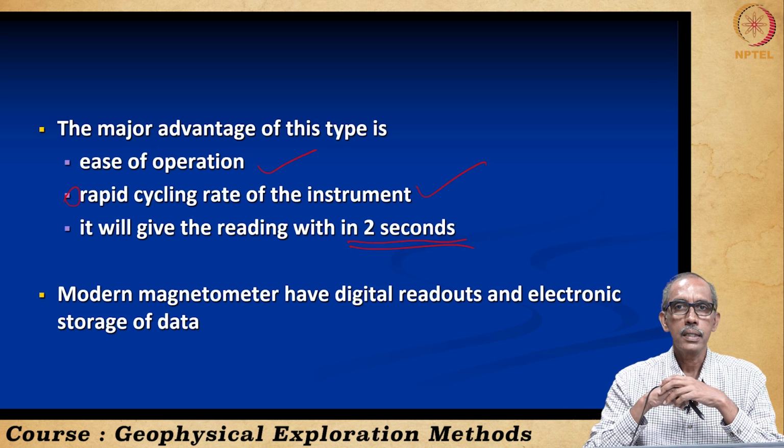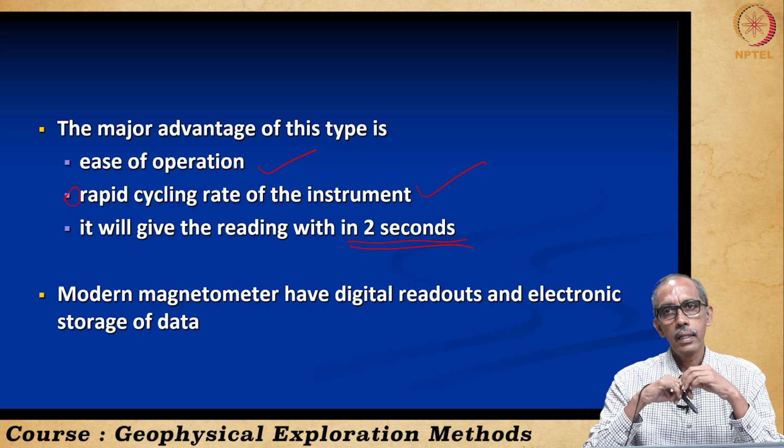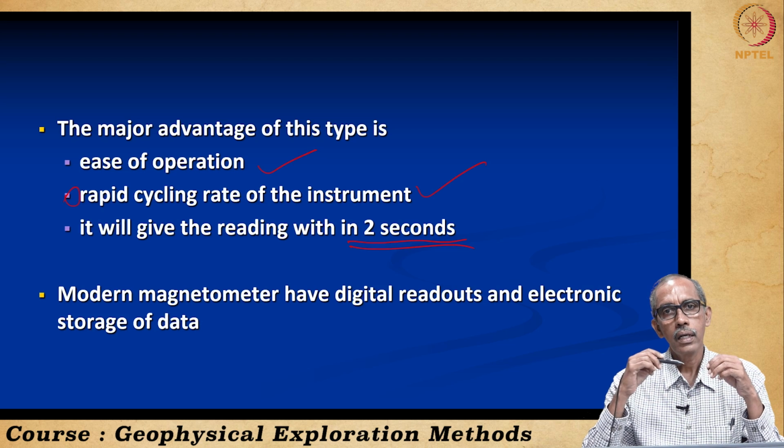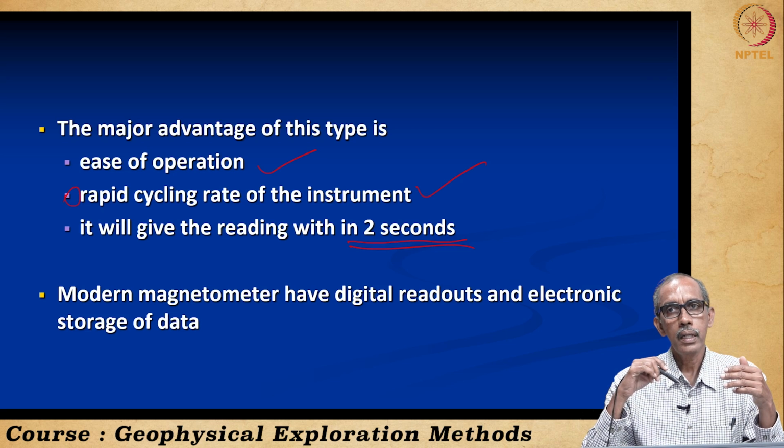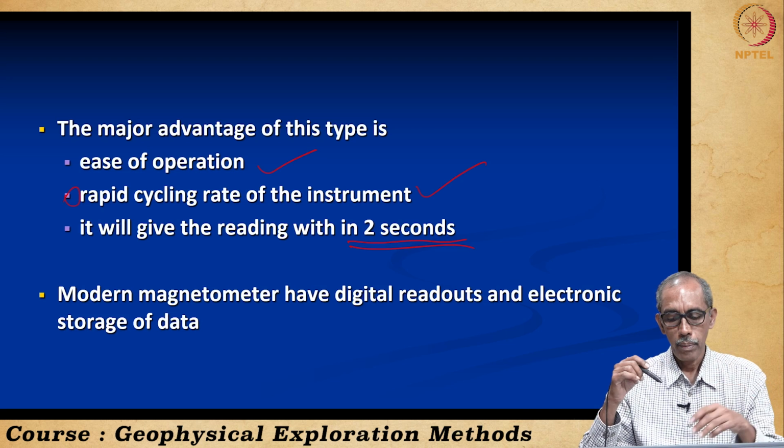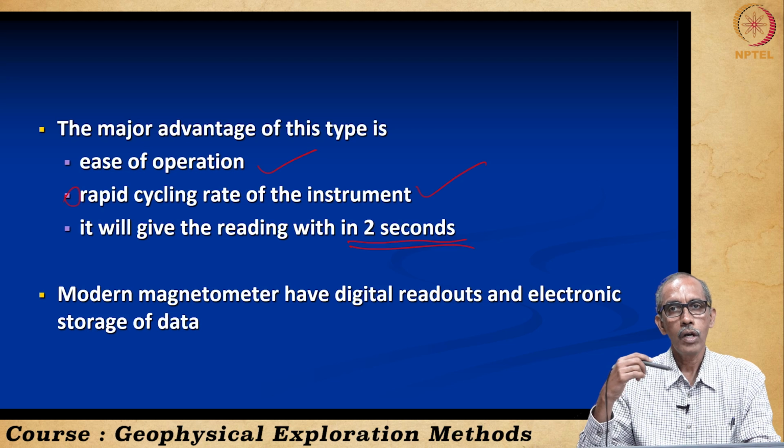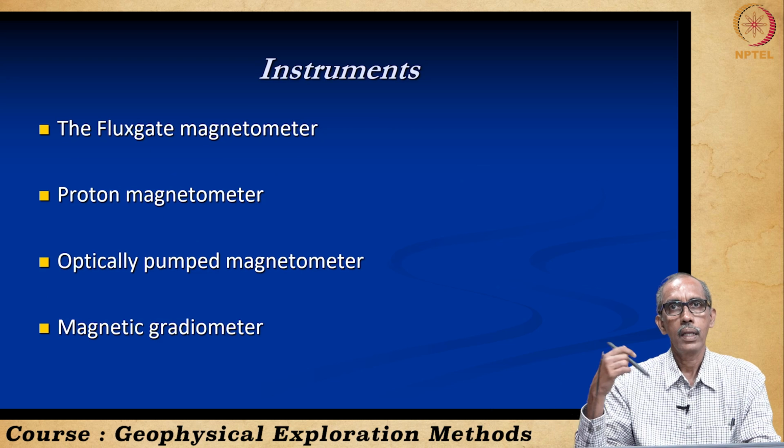Modern magnetometers also have digital readouts. Every time we need not note down the reading in the field, because it has an inbuilt memory. Simultaneously it will store the latitude, longitude or the station number, and the magnetometer readings will be automatically stored in digital mode within the magnetometer. Later on, we can bring the magnetometer back to the laboratory and download the data.